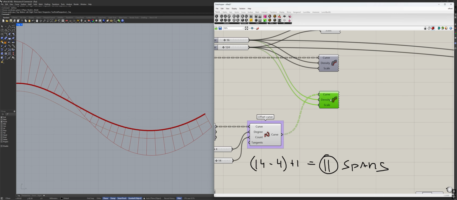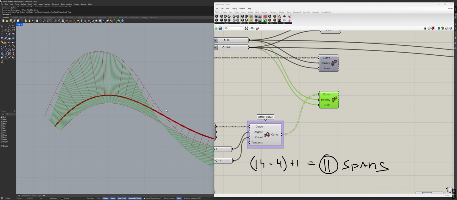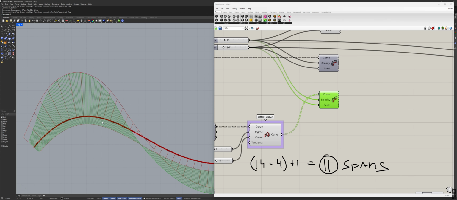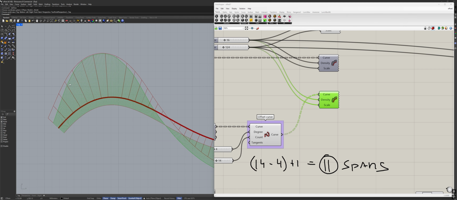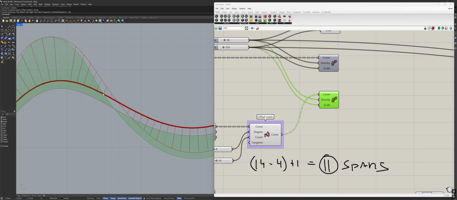Well, now if I activate my curvature comb, you're going to see that we actually have a very similar result. The curvature is breaking here. There is a very visible discrepancy in the curve. Here is a discrepancy, here is a discrepancy, here is a discrepancy.